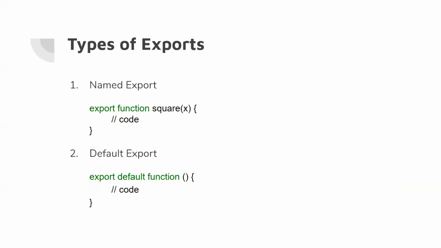There are two types of modules. One is named export, another one is default export. So what is named export? In named export, the syntax will be export function and the function name. If you are using a named export inside a module, then when you import it inside another module, you can't change the name. It should have the same name while importing in the other file.